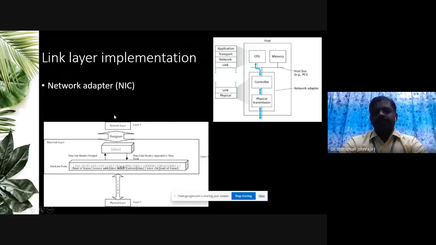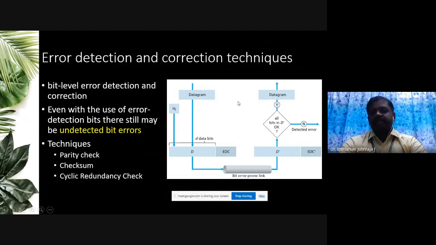When it comes from the network layer, what happens to that so that the physical layer can understand it? All right, moving on: error correction and detection bits technique. There are three things: parity check, checksum, and cyclic redundancy check. The CRC video I'm yet to upload; probably I'll do it today.